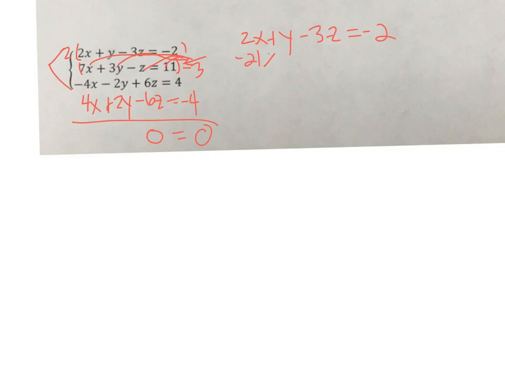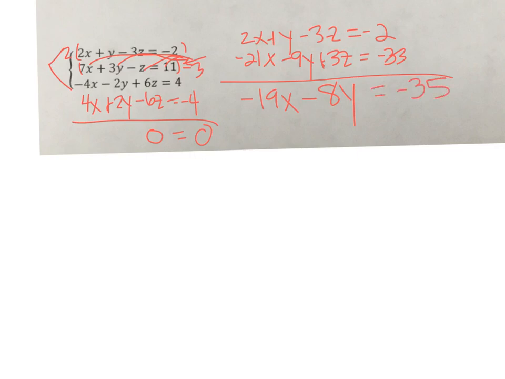I have negative 9y. And I have positive 3z and negative 33. Okay. So 2 minus 21 is negative 19x. 1y minus 9y is negative 8y, and my z's are gone. So that equals negative 35. So I used the top and bottom, and I got that there's infinite solutions.